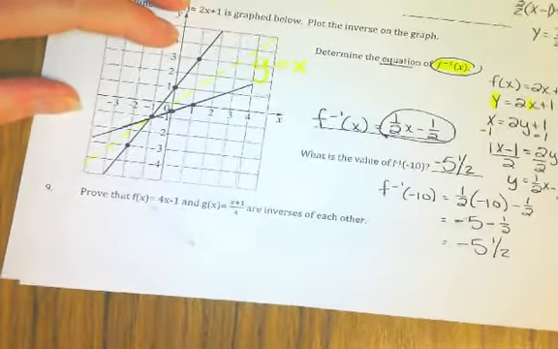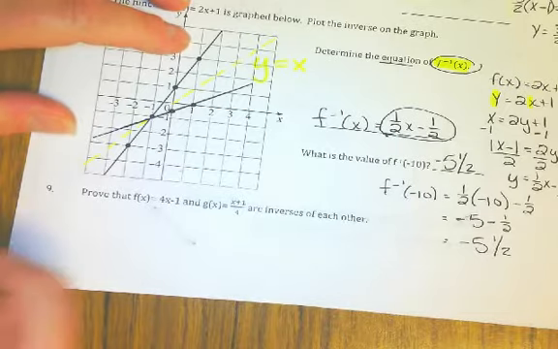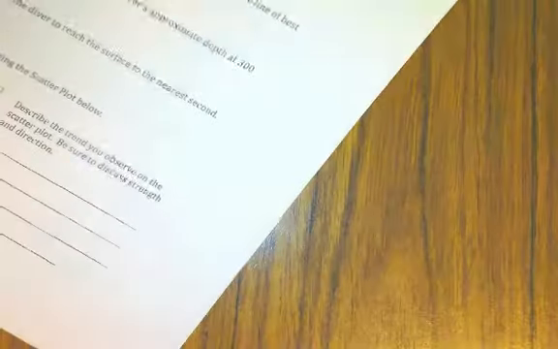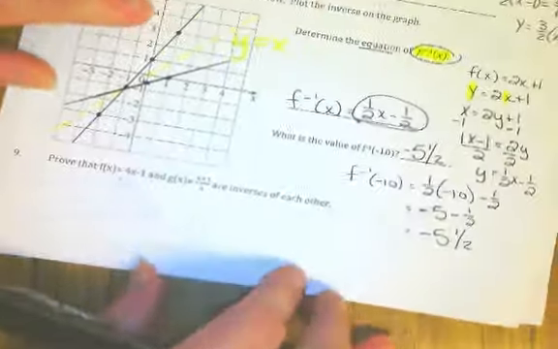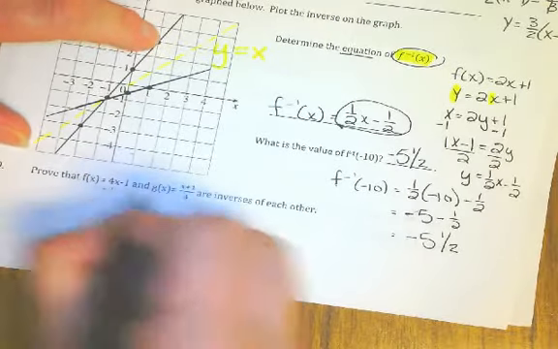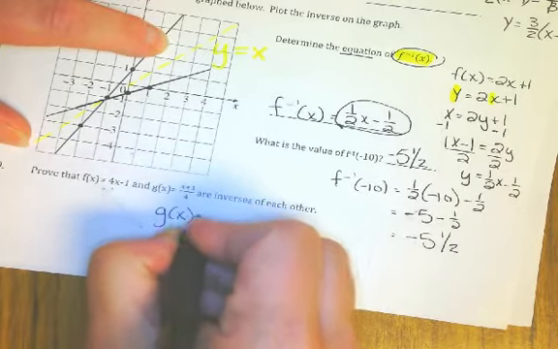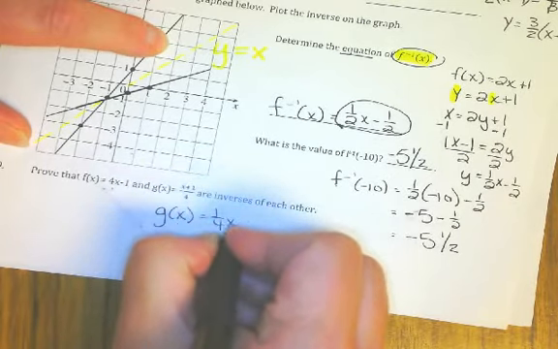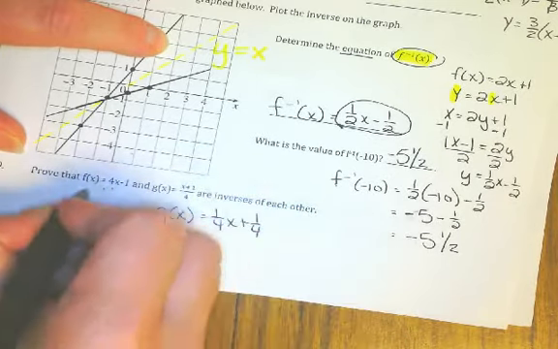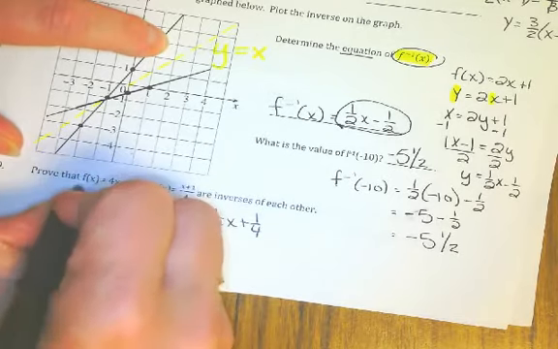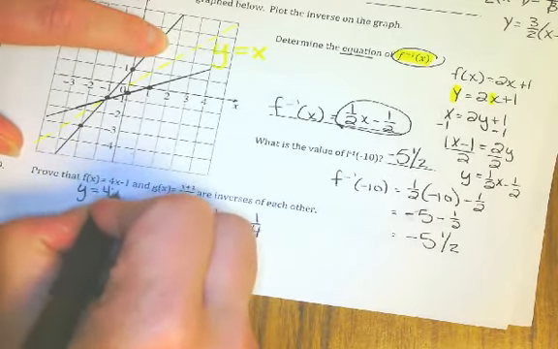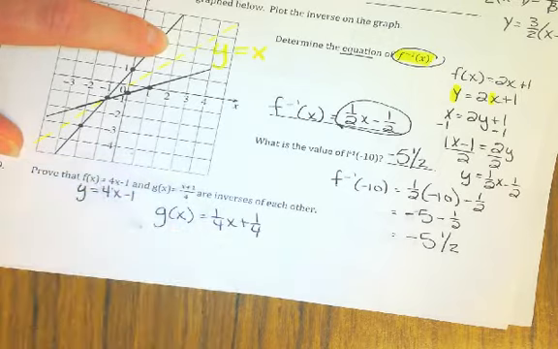All right, so on this one here, you're just predicting if they are inverses of each other. Okay, so if they're inverses of each other, when I rewrite that, it should equal that. So I'm going to rewrite this a little bit differently. I see that it's really 1/4 x plus 1/4. Okay, so I'm going to start solving this one. I'm going to change that to y equals 4x minus 1.